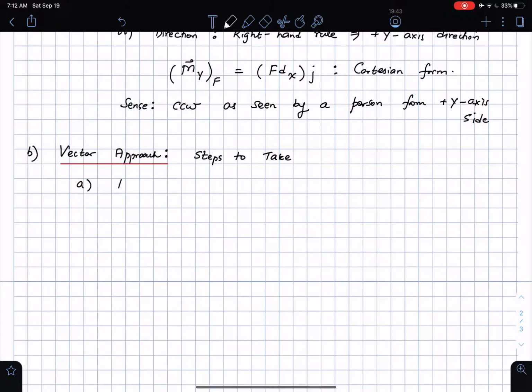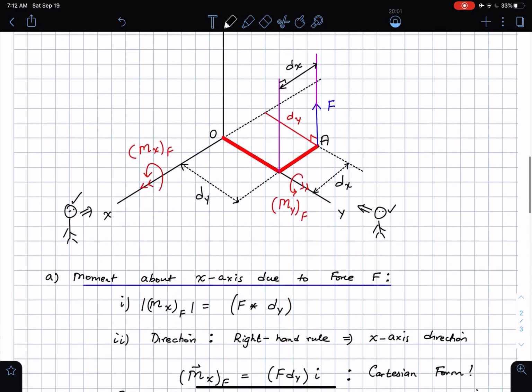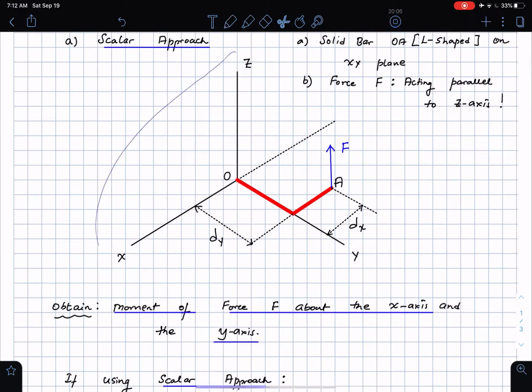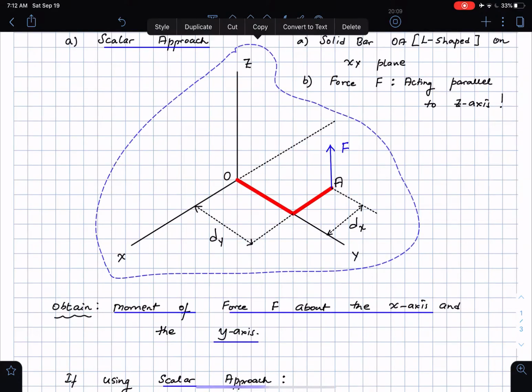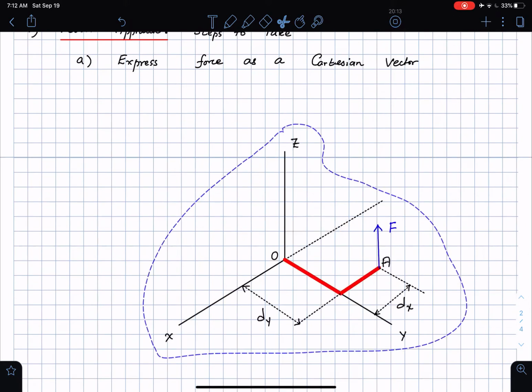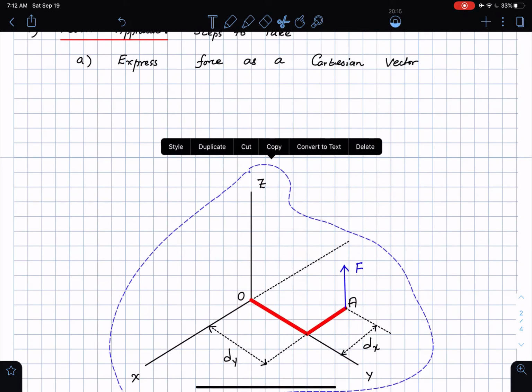First step, express the force as a Cartesian vector. Okay, and what I'm going to do is take my figure from above. Not this one, but the cleaner one, which was here. I'm going to copy this figure and bring it down here, so that we can take a look at this figure as we are writing out these steps.